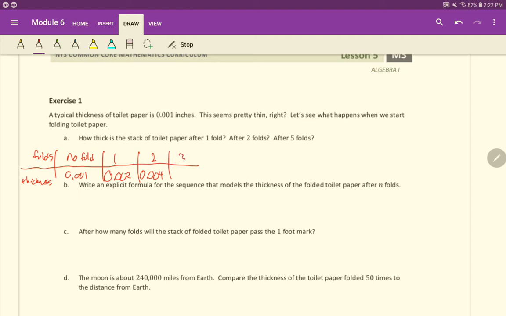And then with 3, and then 4, and then 5 folds, 0.008, 0.016, and then 0.032. So there's our answer for 5. These are all, of course, in inches. Write an explicit formula for the sequence that models the thickness of the folded toilet paper after n folds. So we're going dot, dot, dot. What if we have n folds then?